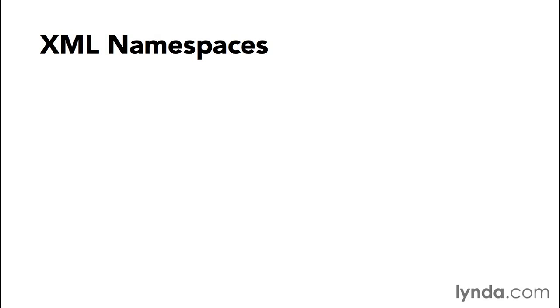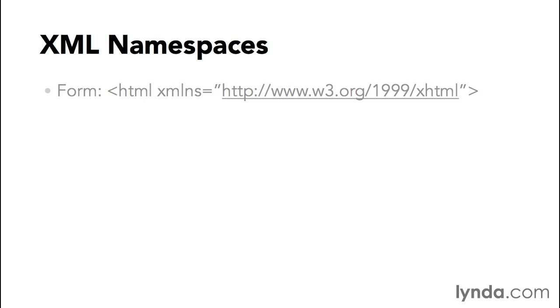All right, let's wrap up this chapter by talking about XML namespaces and why they're used. XML namespaces have the form of the letters xmlns and then equal to some character string. And if you've used HTML before, you've probably seen this. It usually appears on the HTML tag.